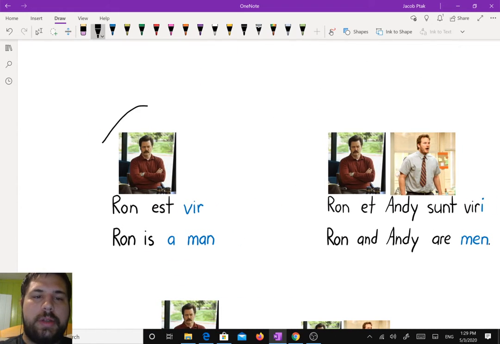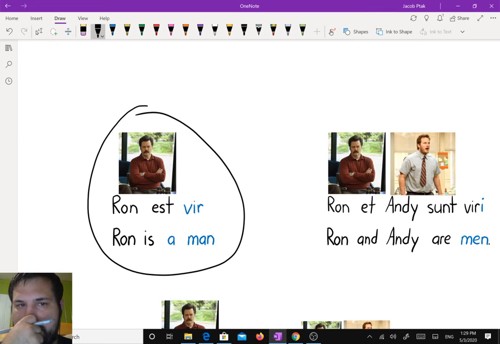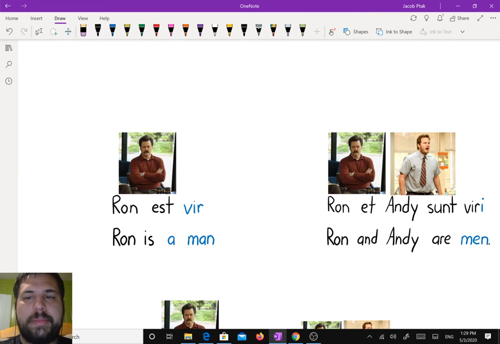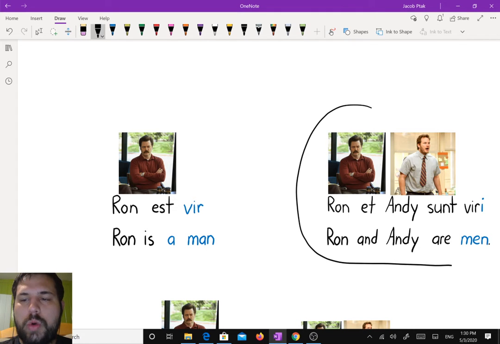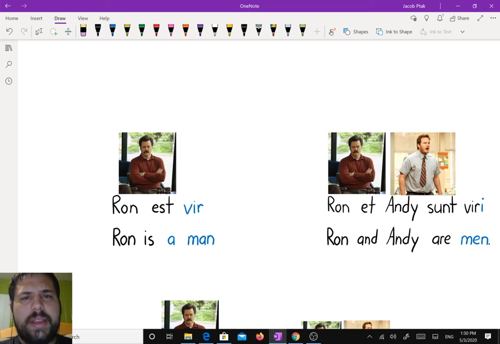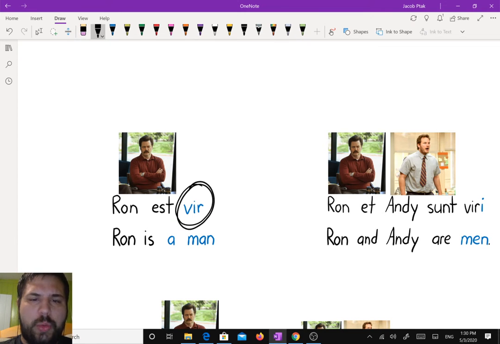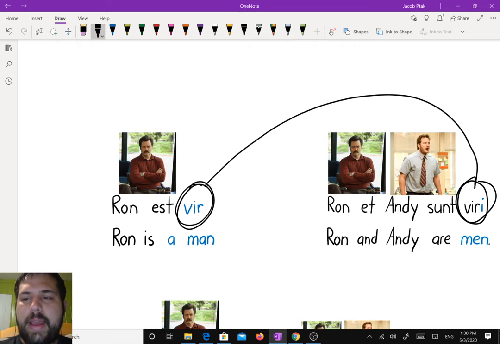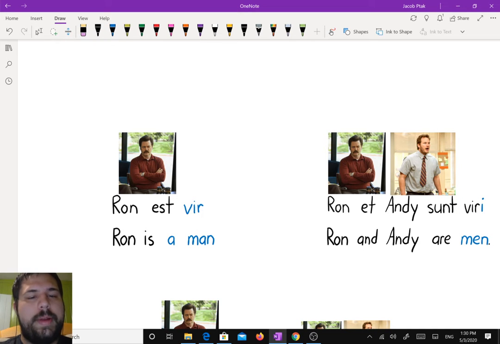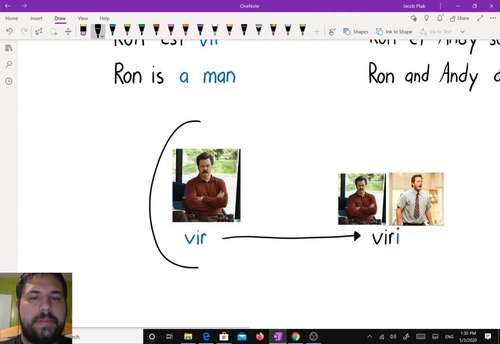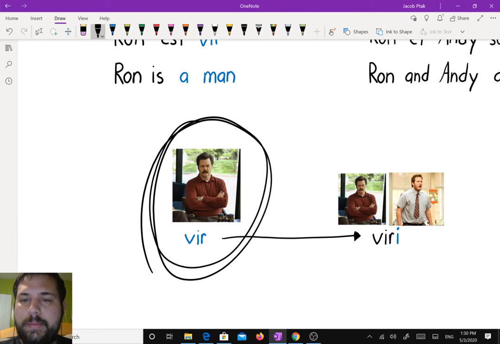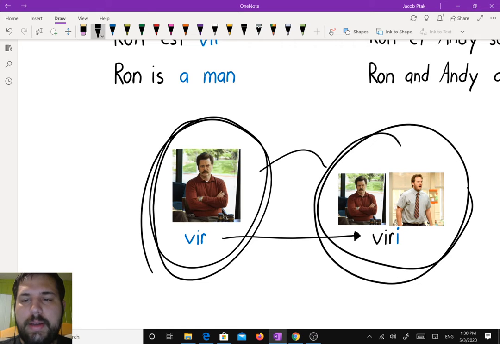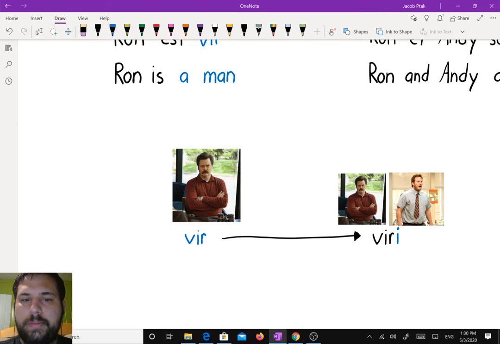We have here, Ron est vir. Ron is a man. And in the plural, Ron et Andy sunt viri. So, just like the one before it, we take this word vir and we add the letter I onto it to make it more than one. We have vir, which is the singular, and then viri, which is the plural. Vir, viri. You add the letter I.